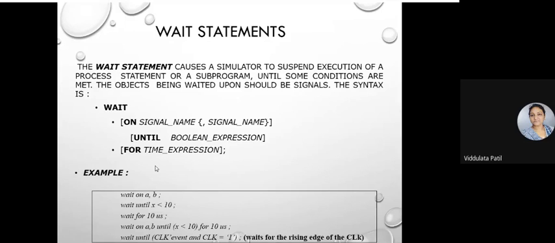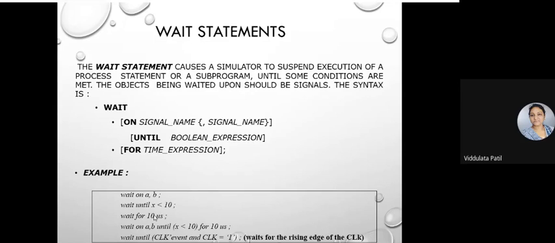Okay. So these are the different syntaxes for the wait statement. Now here we have an example: wait on a comma b. So that means whenever the signals a and b arrive, till then we have to wait. The simulator will wait or suspend its execution till a or b arrives. Then another example: wait until x is less than 10. So again this execution will be suspended till x is less than 10.